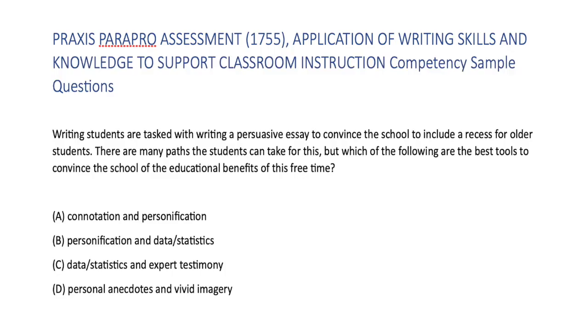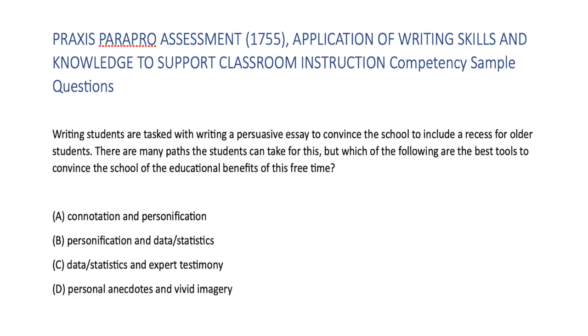Writing students are tasked with writing a persuasive essay to convince the school to include a recess for older students. There are many paths the students can take for this, but which of the following are the best tools to convince the school of the educational benefits of this free time? Would it be A, connotation and personification, B, personification and data statistics, C, data statistics and expert testimony, or D, personal anecdotes and vivid imagery?